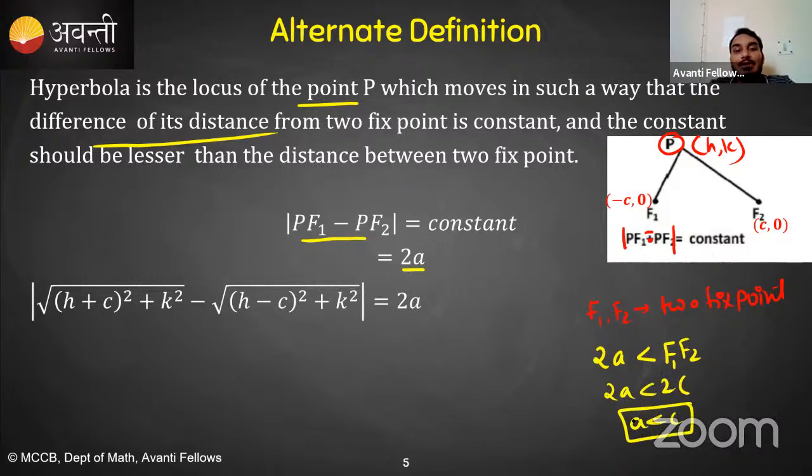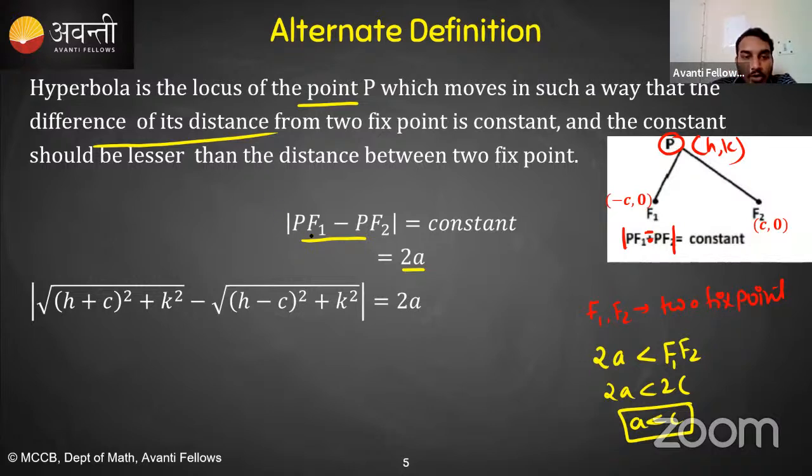Clear? In ellipse, what was it? In ellipse, the constant should be greater than the distance between the two fixed points. But in hyperbola, the constant should be lesser than the distance between the two fixed points. Is this clear, students?